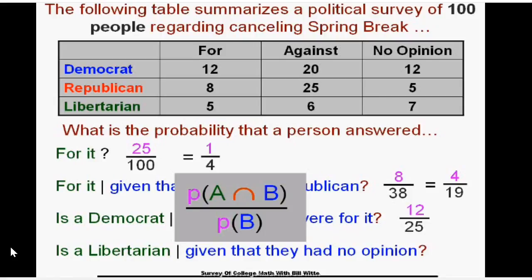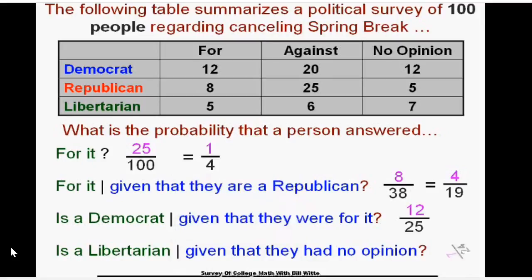The denominator will be how many people have no opinion. That's B, right? Well, how many people have no opinion total? That's 12 plus 5 plus 7. 12 plus 5 plus 7 is 17 plus 7, 24. Okay? So we'll have 7 over 24. It wasn't so bad. Hopefully from that exercise, you'll get the idea of conditional probability and the formula you use.